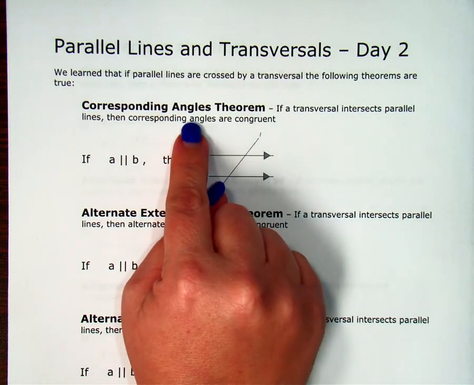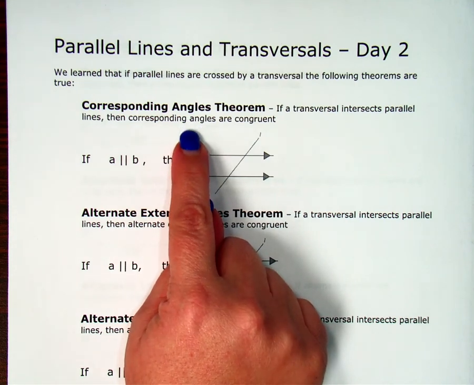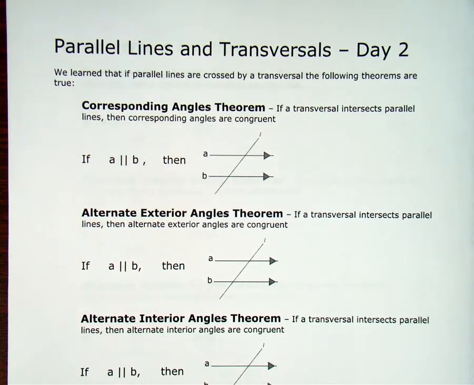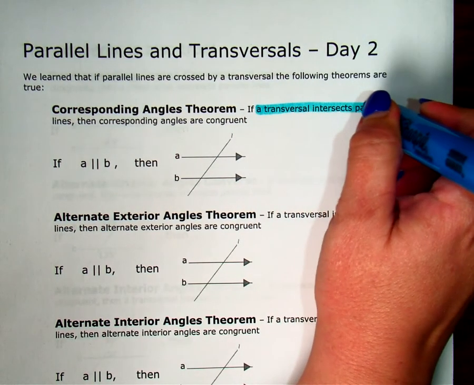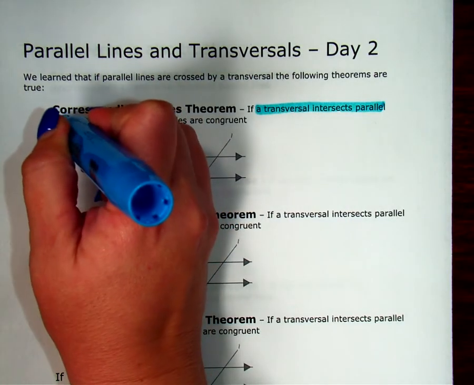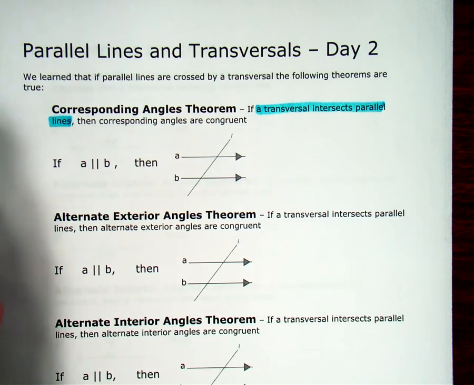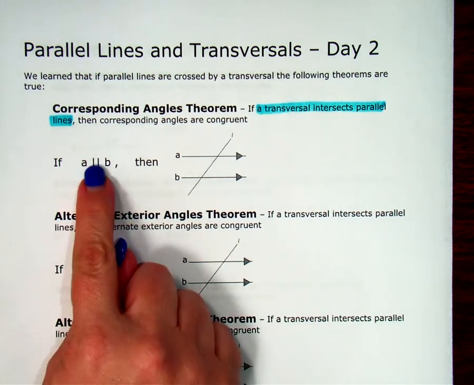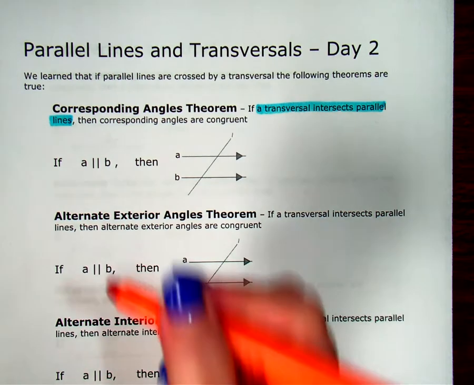are true. We have our corresponding angles theorem that says if a transversal intersects parallel lines, then corresponding angles are congruent. Now this is important. We spent a couple days working on if-then conditional statements for this reason. It's important to notice that, remember, your hypothesis always has to be true in order for the rest of the sentence to occur. So if transversal lines intersect parallel lines, that has to be true. You have to have parallel lines for this to work. If you don't have parallel lines, then it's not going to work.